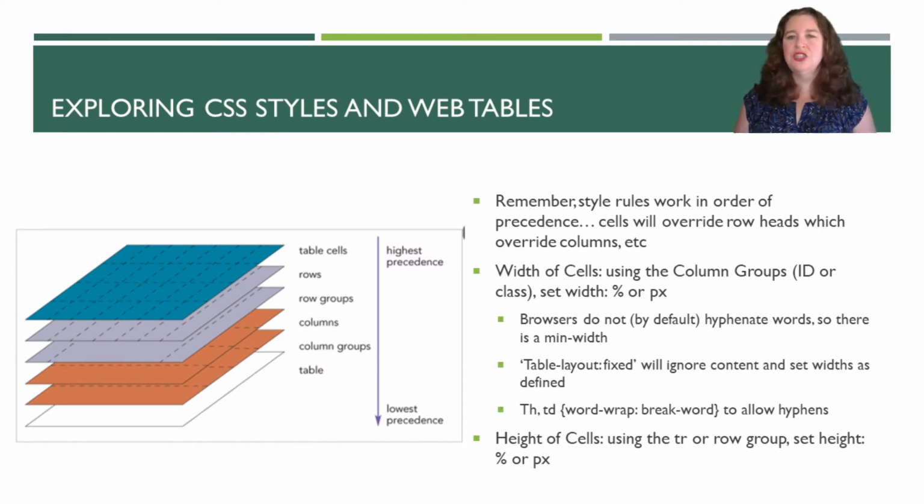Browsers tend to not hyphenate words, so you can have a minimum width. And table layouts that are fixed are going to ignore the content and set the widths as they are defined. So if you're struggling to get your page to lay out the way that you want, you might want to set your table layout to fixed, or you might want to make sure you set those column widths to make them equal or whatever they need to be to make your site look the way you want it to.